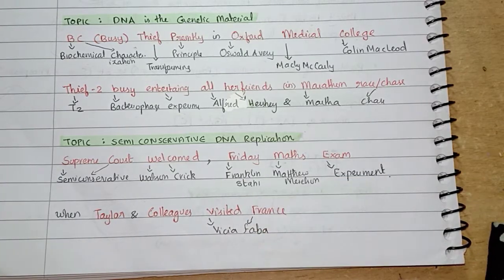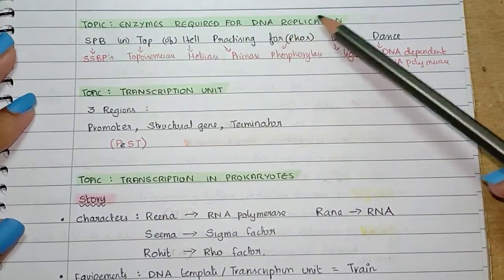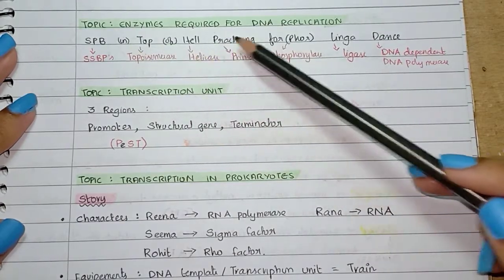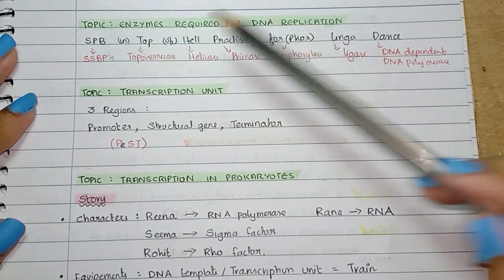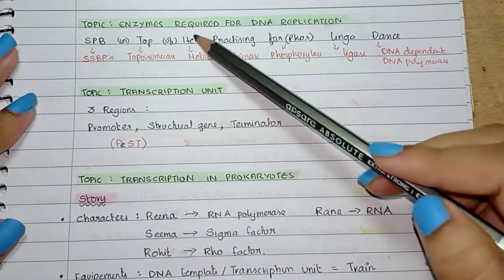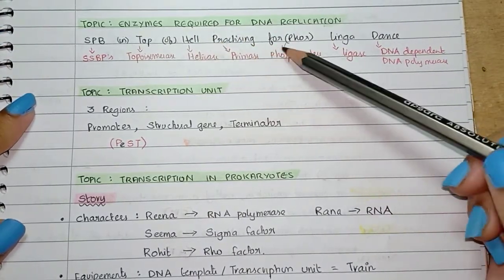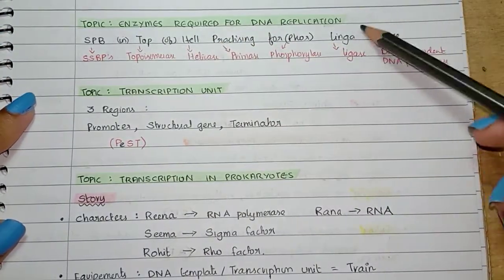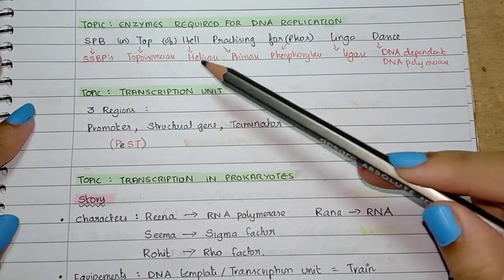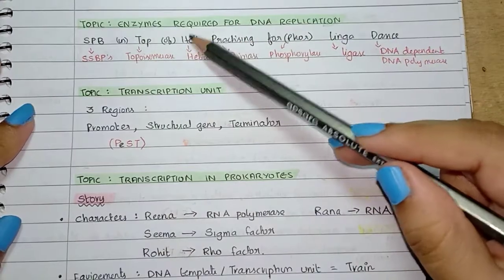With France. Now our next topic is enzymes required for DNA replication. The trick for this is SPB in top of hell practicing for Linga dance. So there's this man called SPB. He is in the top of hell, or you can learn it as hell as you wish. Okay, he's in the top of hell practicing for Linga dance. So he is practicing for a dance from the movie Linga. So SPB in top of hell practicing for Linga dance, or you can learn it as hell, your wish.